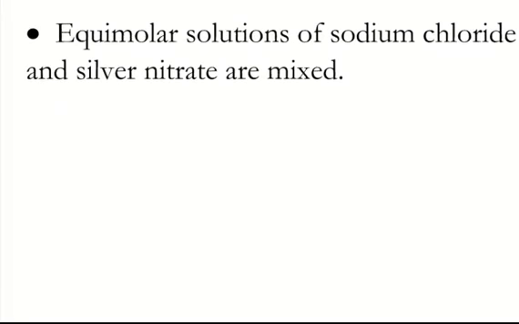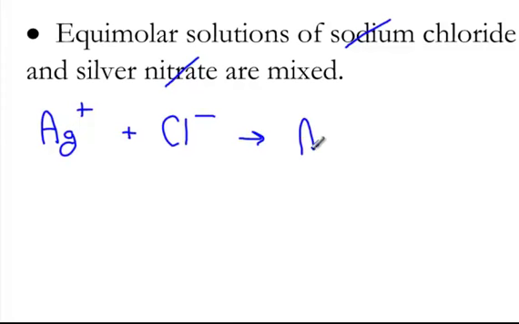Our next reaction is equimolar solutions of sodium chloride and silver nitrate are mixed. We have two solutions. What kind of reaction? Precipitation reaction. I got to figure out who my spectator ions are. Sodium, of course, is a spectator. Nitrate is as well. So I put silver first, with its charge, since it's a solution. Chloride, with its charge, since it's a solution. And Ag+ and Cl- give me AgCl, that white solid precipitate.